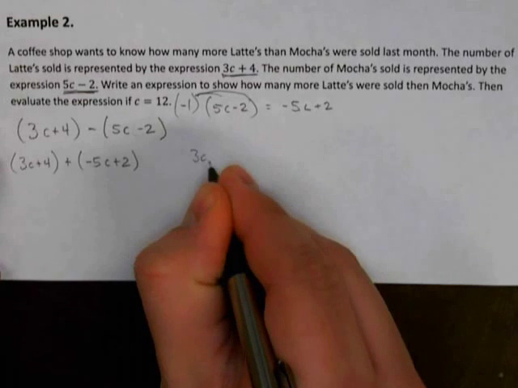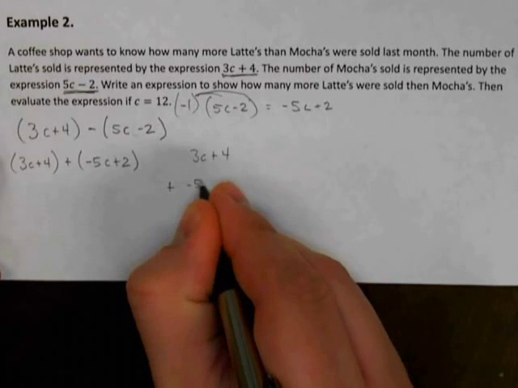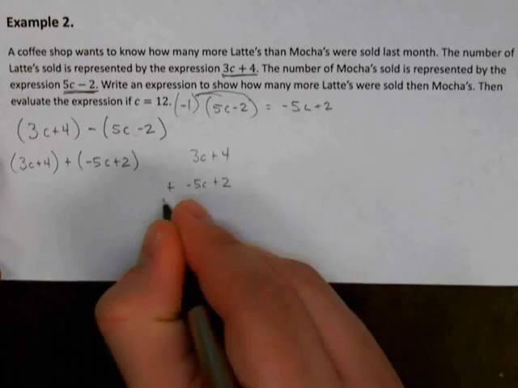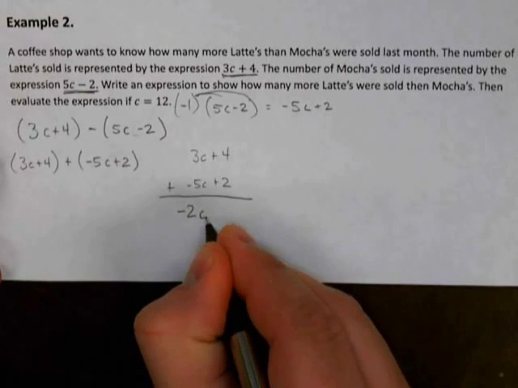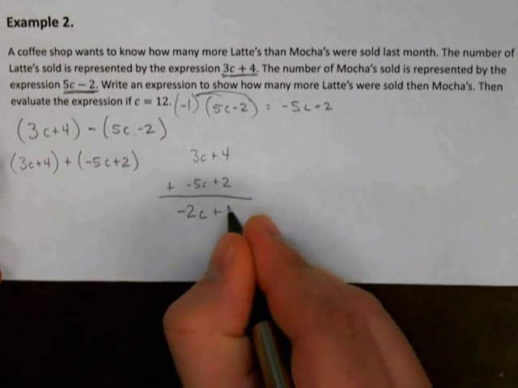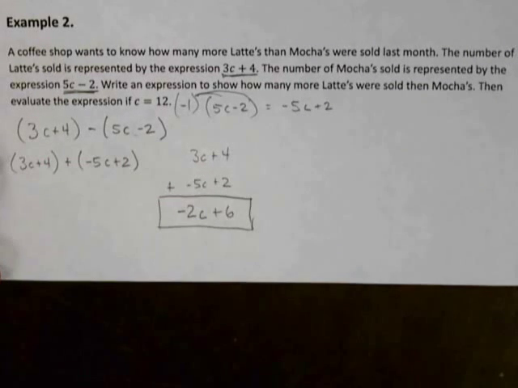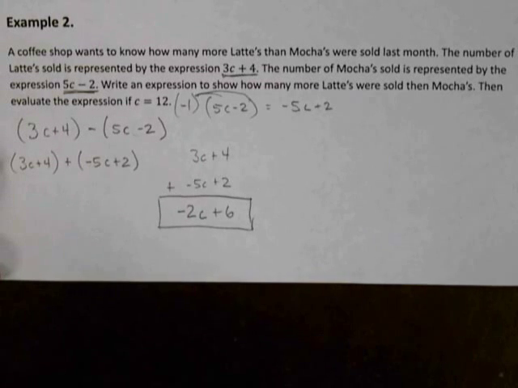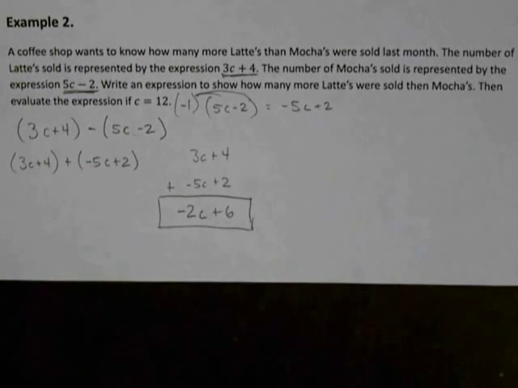Okay, so now we can add them. I'm going to take 3c plus 4, and I'm going to add that to -5c plus 2. And 3 plus -5 is -2c. 4 plus 2 is 6. And we're left with -2c plus 6 as our final answer. And this is how you subtract linear expressions using the additive inverse. Yay, yay, yay. Hooray.